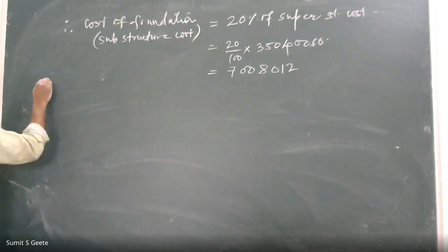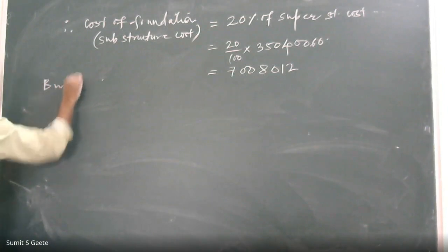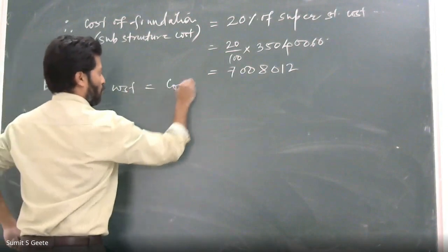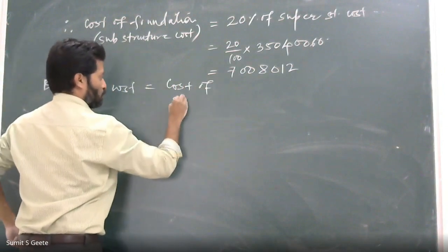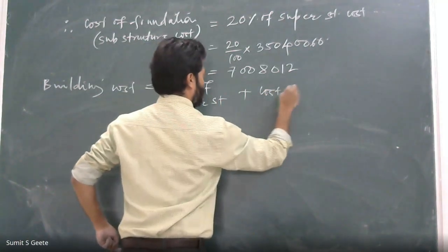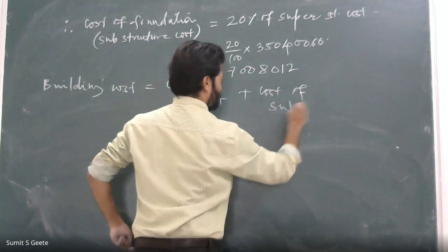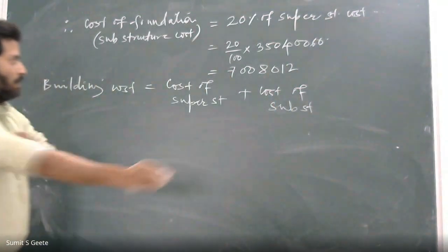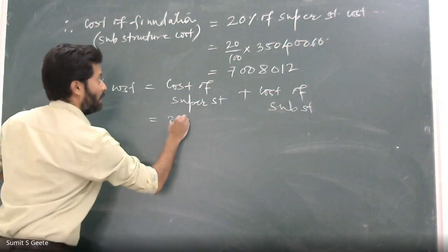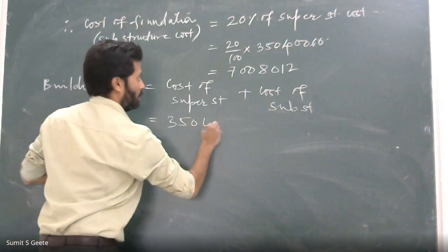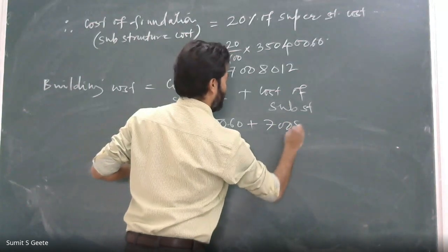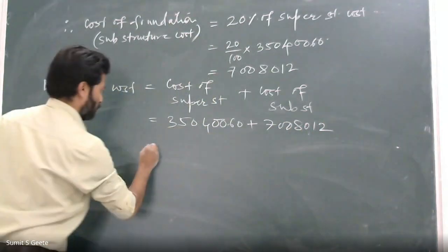Therefore, building cost is cost of superstructure plus cost of substructure. So just add it. So this is 35040060 plus 7008012. So tell me this value.